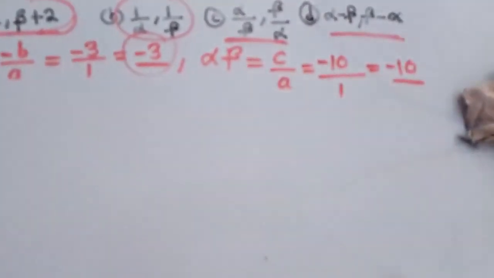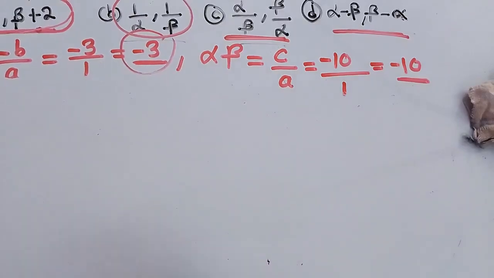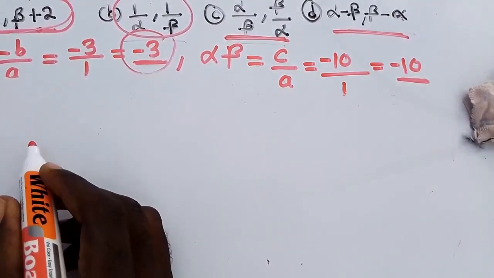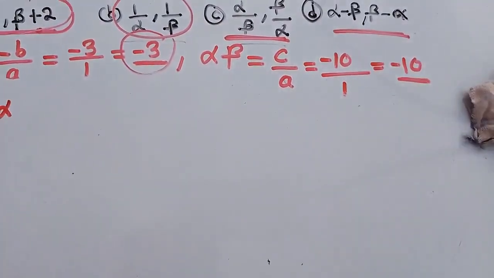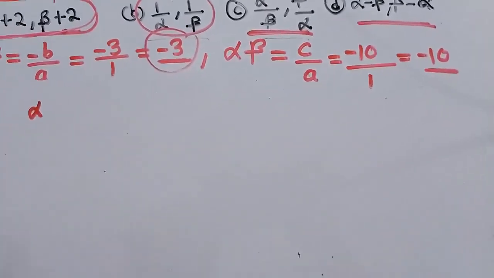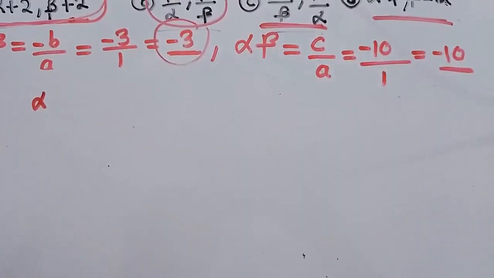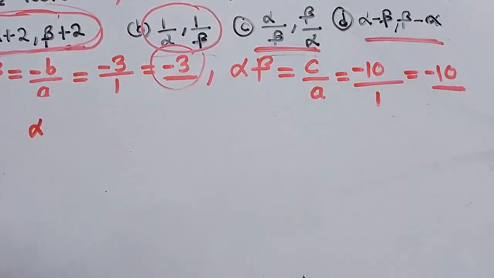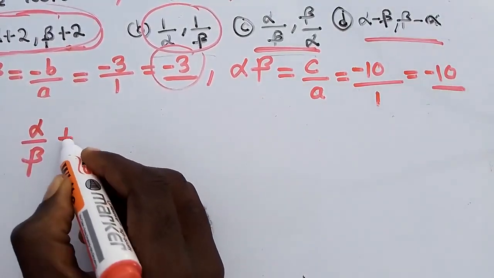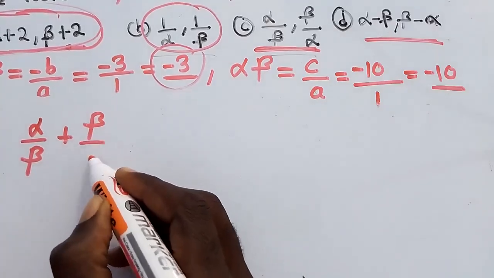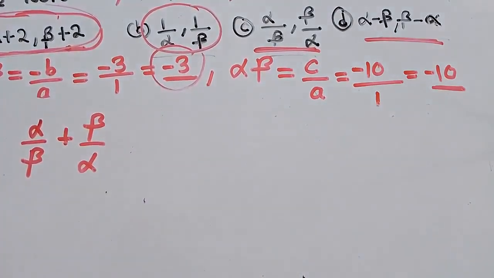So how are we going to go about that one? We've got alpha there. The equation that I'm given is alpha over beta plus beta over alpha.